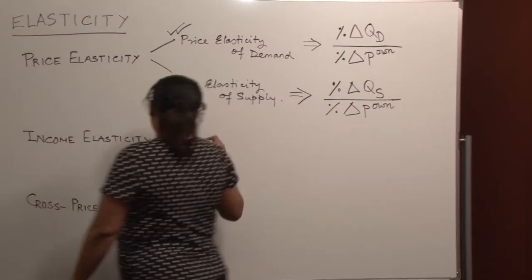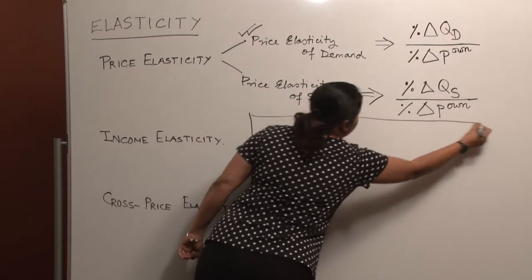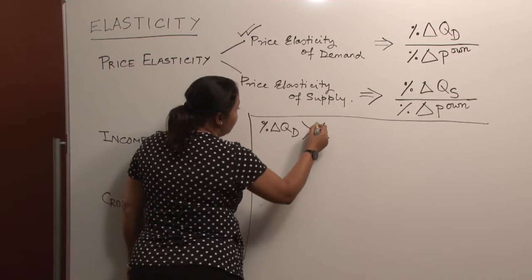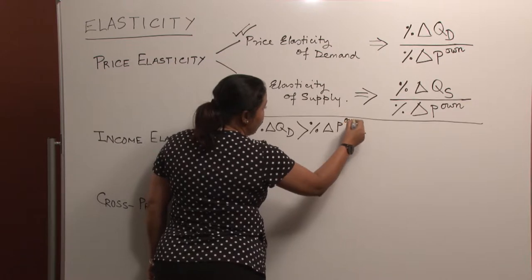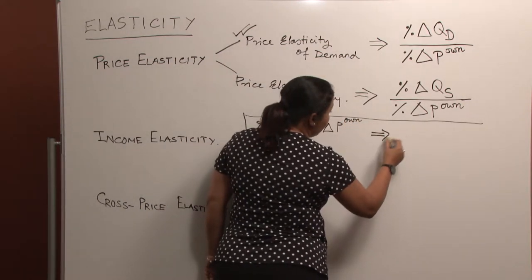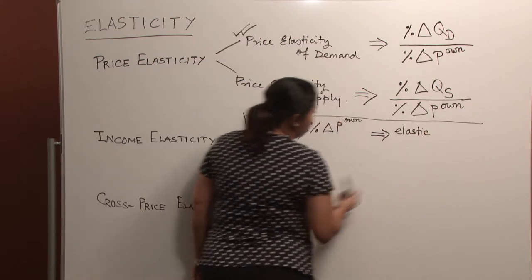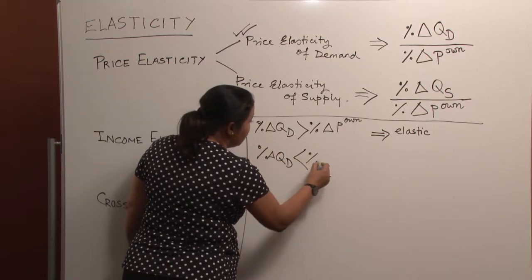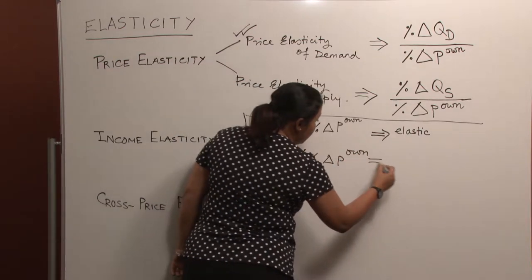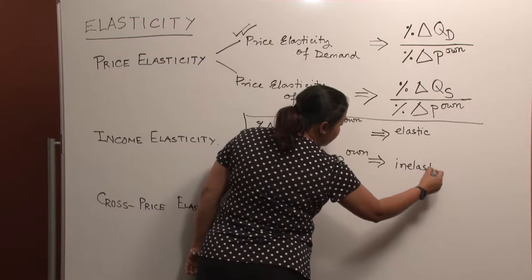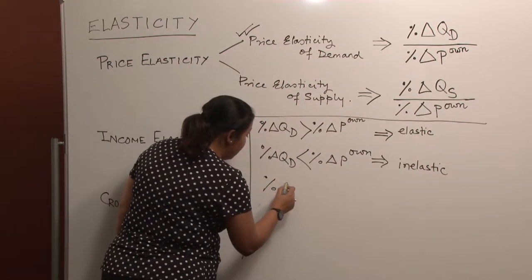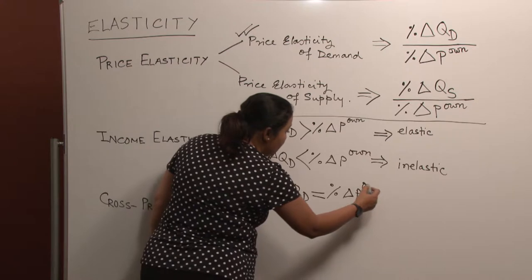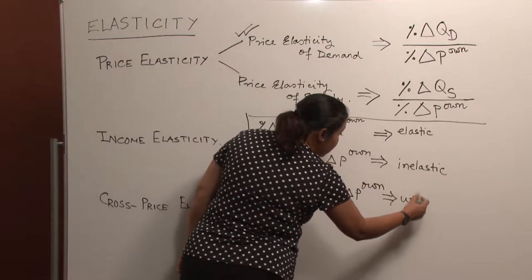So that means we can say that percentage change in quantity demanded greater than percentage change in price, and once again that's the own price, would mean that demand is elastic. Percentage change in quantity demanded being lower than the percentage change in price would mean demand is inelastic. And percentage change in quantity demanded being exactly equal to the percentage change in price would mean unit elastic.